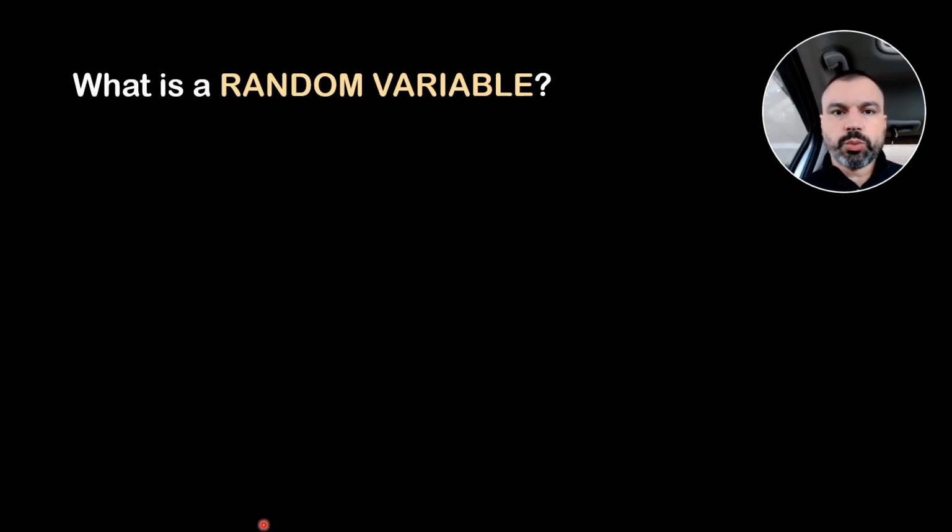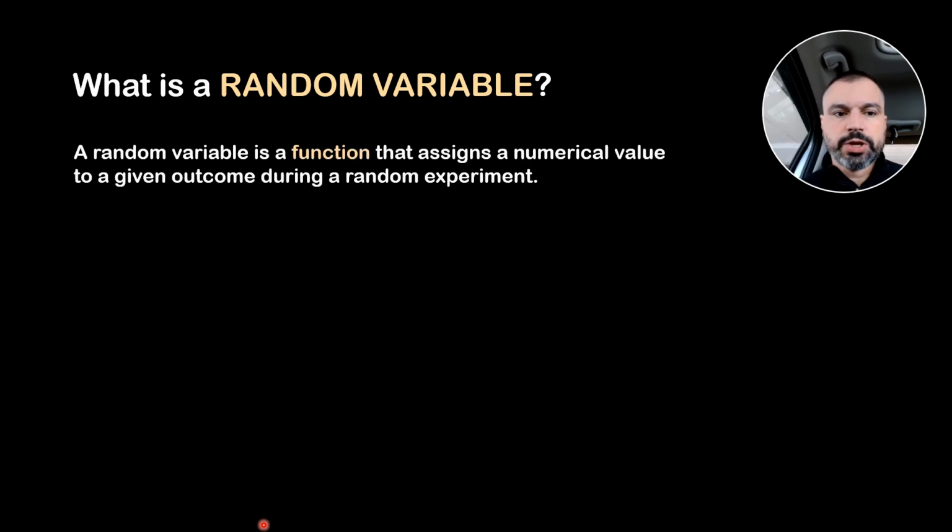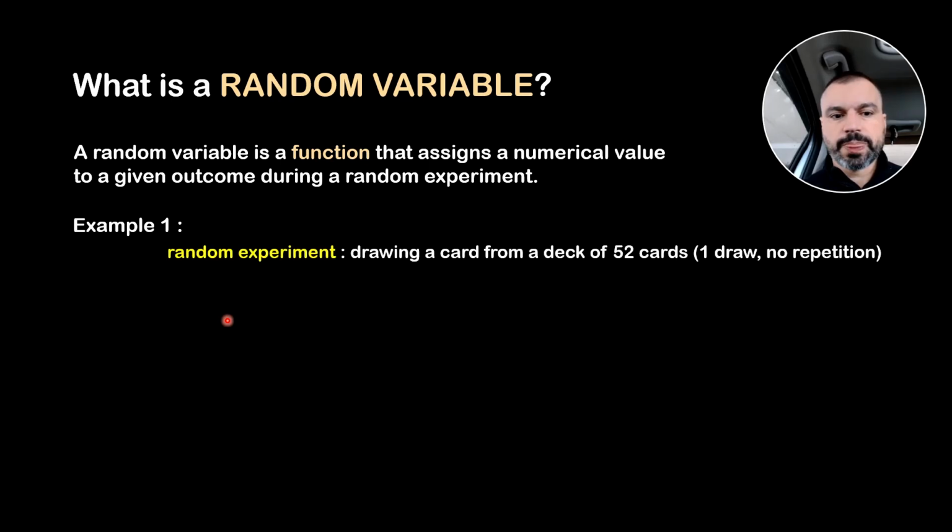We've seen what a probability is. Let's now talk about random variables. A random variable is a function that assigns a numerical value to a given outcome during a random experiment. And to illustrate this definition, let's see a couple examples. Let's say that our random experiment is once again drawing a card from a deck of 52 cards with no repetition. So we draw one card only.